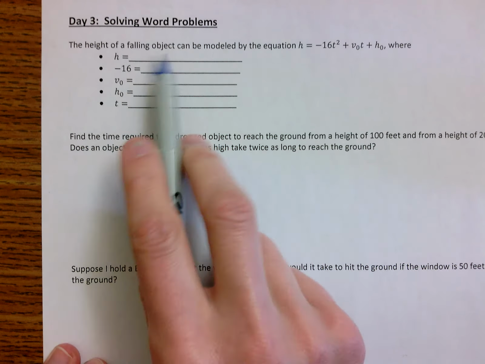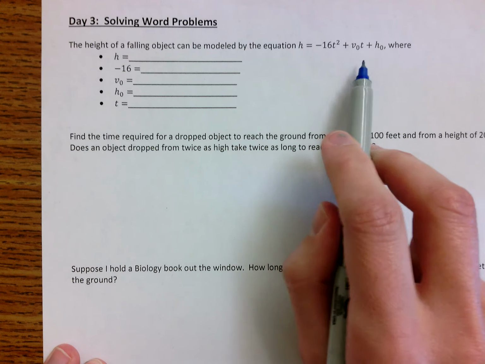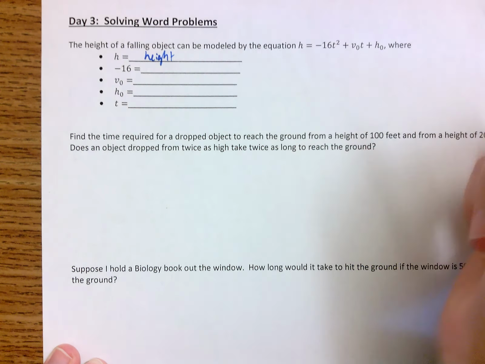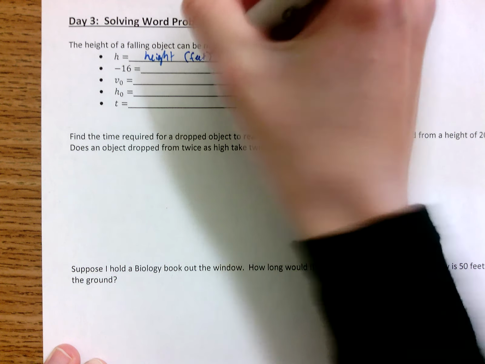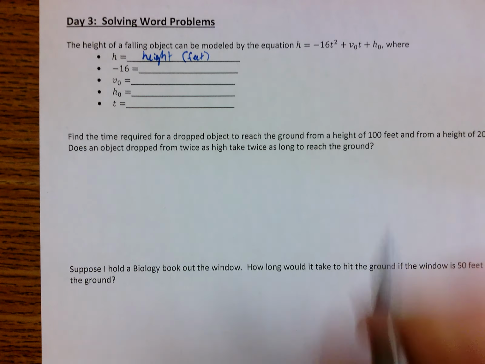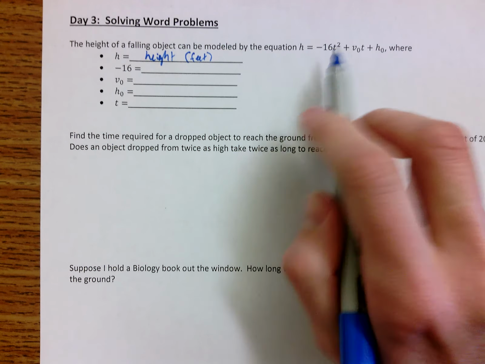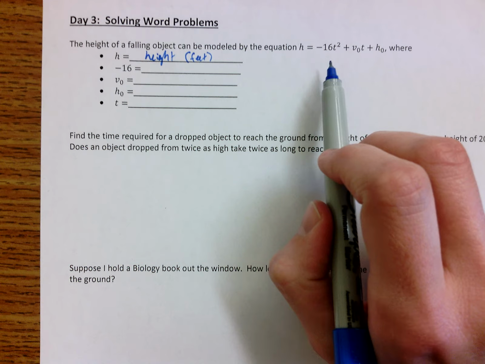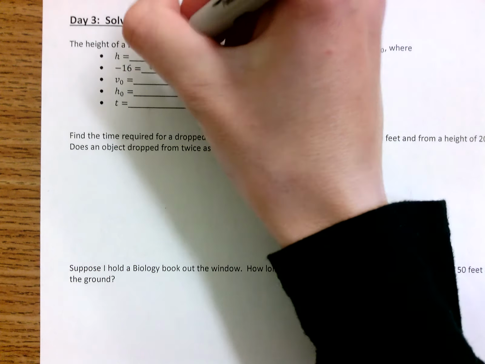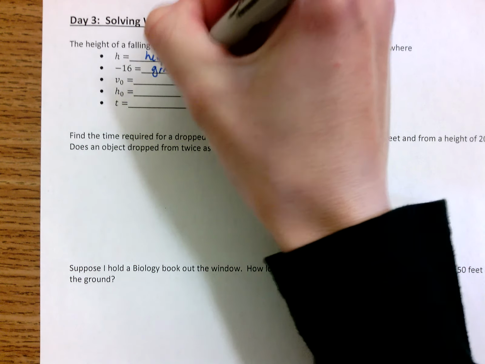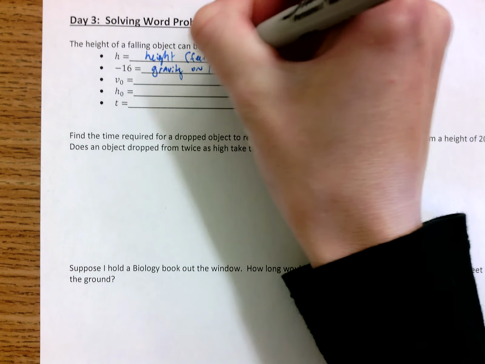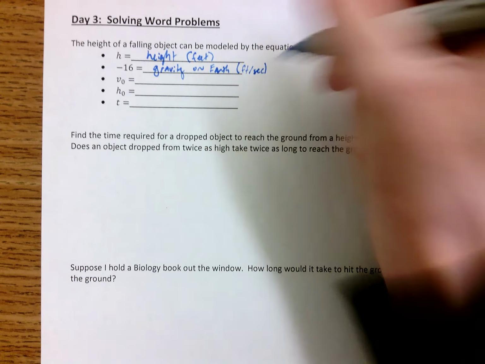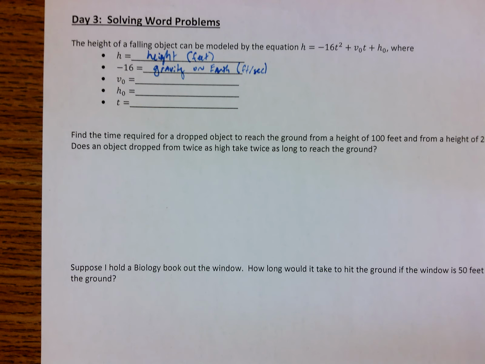We're going to look at the height of a falling object modeled with this equation, where h is the height of the object, and we're specifically talking in this equation in feet. The reason for that is that this negative 16 that's built in is the force of gravity on Earth in feet per second. So the negative 16 is the force of gravity on Earth. And again, it's in feet per second, possibly feet per second squared. I can never remember which one that is.